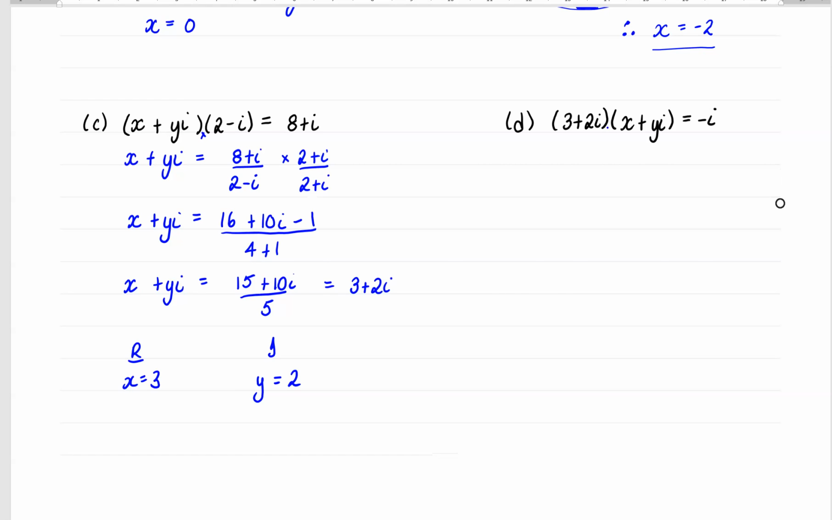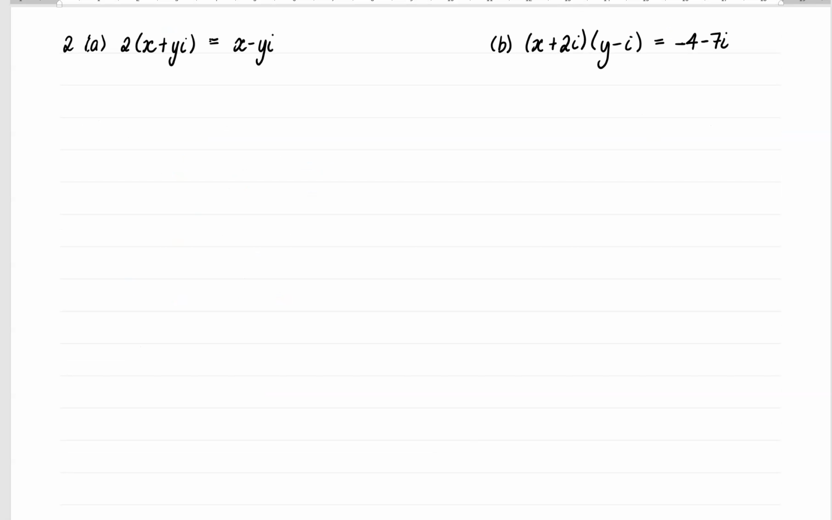Okay, same thing here. To get rid of the times 3 plus 2i, you need to divide, so you can do that. I don't think I need to do that one.